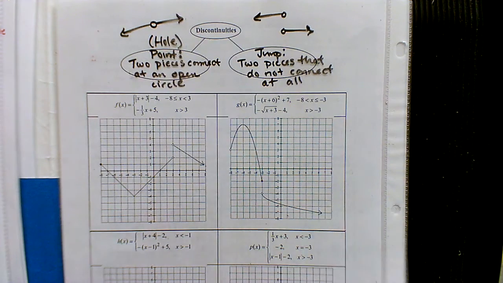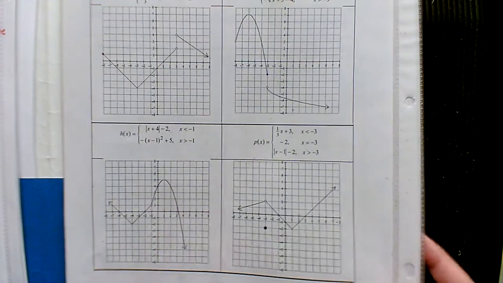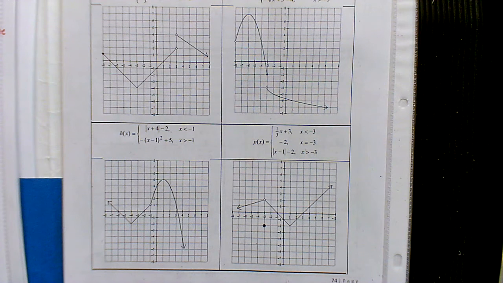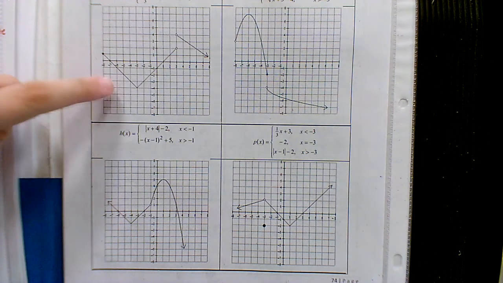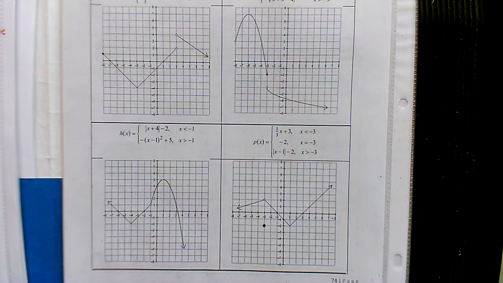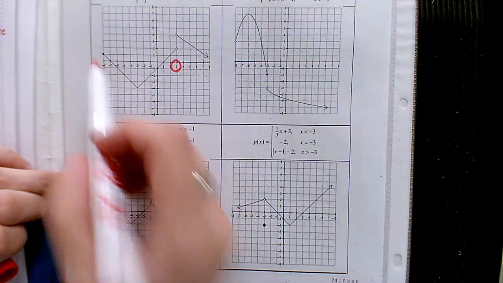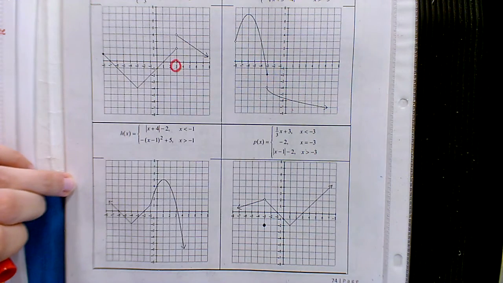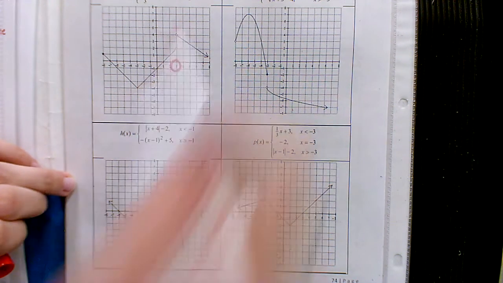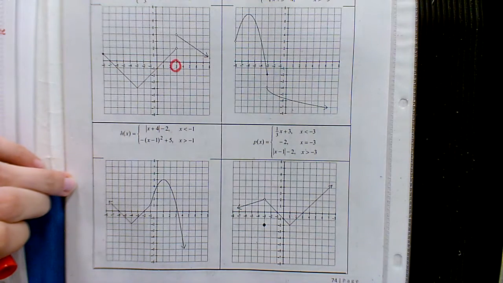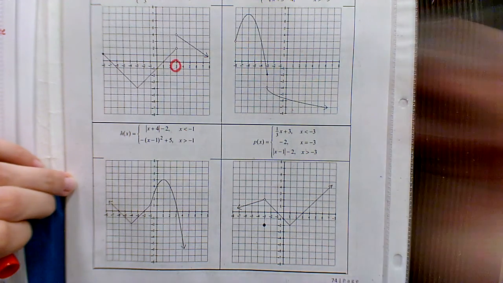So what I want to try to do is take a look at these four graphs on the page and try to locate where some of these discontinuities are. If you take a look at the first one on the top left-hand corner, can you identify an x location where there's a hole or a jump based off of our definitions? What do you think, Cole? 3. Okay, so if you were to draw this graph, you would have to lift up your pencil at 3, so that means it's discontinuous. Can you determine which type it is, perhaps? Do we have two pieces that connect in an open circle, or do we have two pieces that don't connect at all? Yeah, it's a jump.